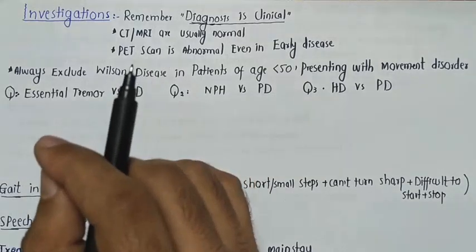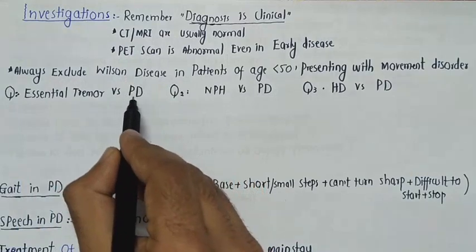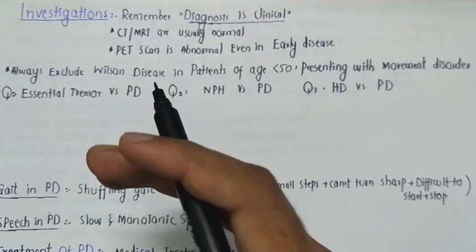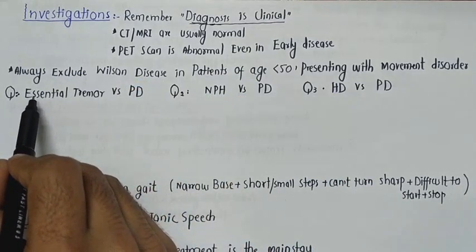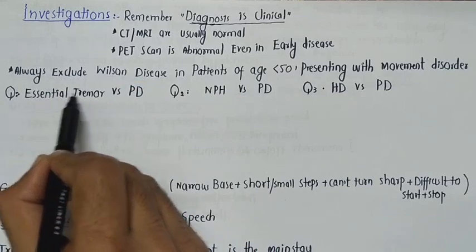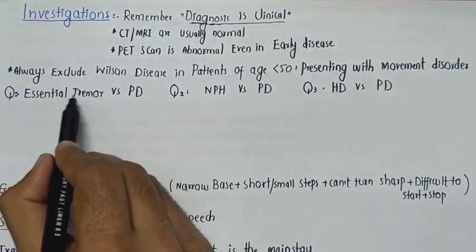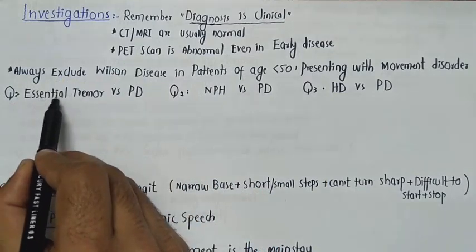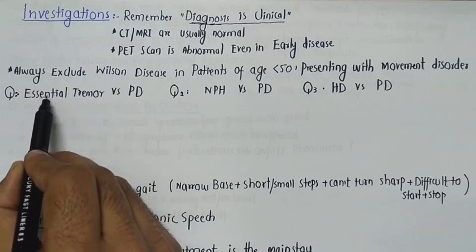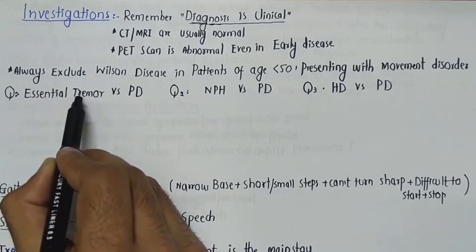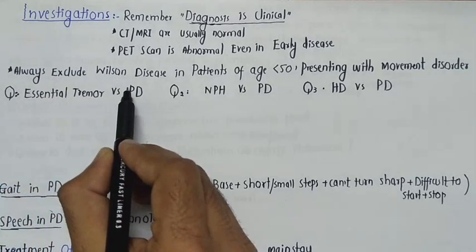sometimes the tremor is the only dominant feature of Parkinson's disease for many years. And in those cases, a patient who is having essential tremor will have a positive family history, and the essential tremor will ameliorate with alcohol. So amelioration with alcohol and positive family history, these features can also differentiate essential tremor from Parkinson's disease.